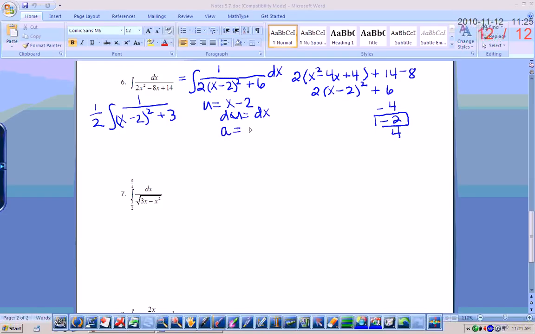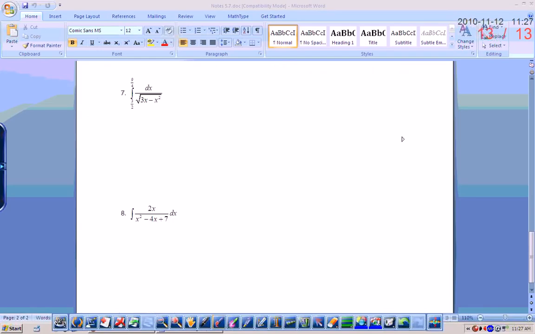And a is... No, it's going to be a 1/2 outside because I factored the 2 out of the bottom. So the 2 still has to be on the bottom outside. All right, so arctan, I've got that 1/2, and then arctan is 1 over a, arctan u over a, plus c.